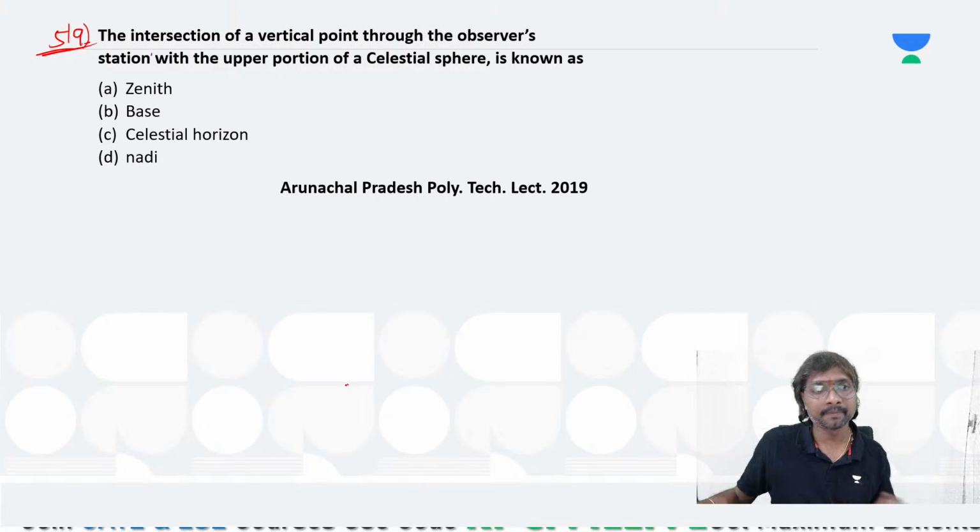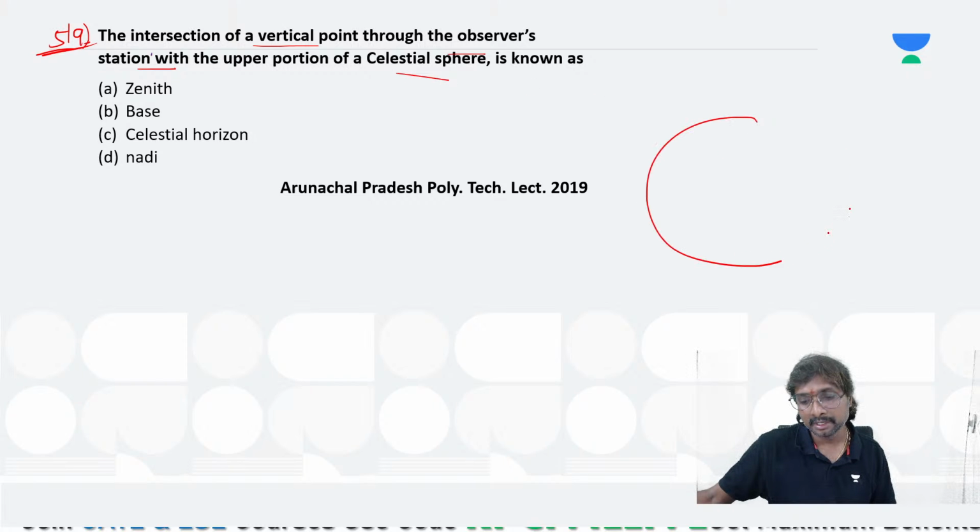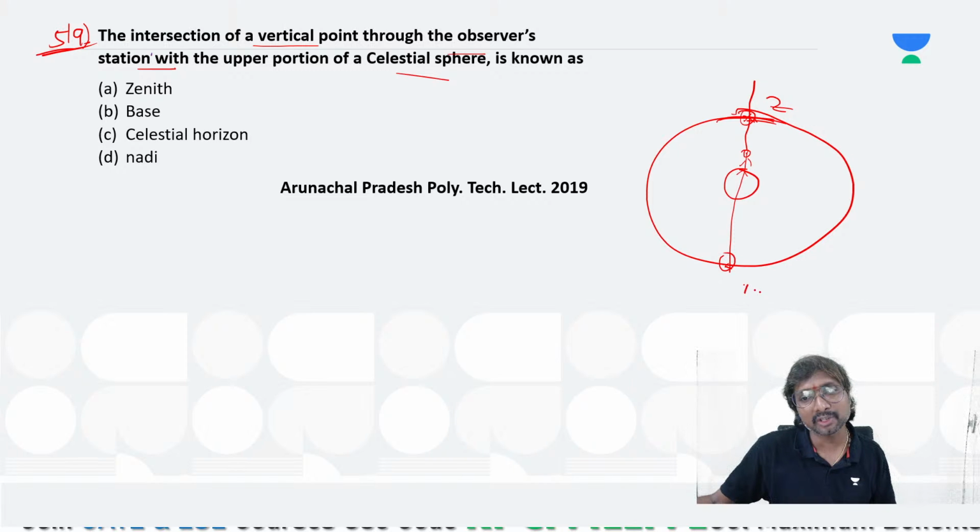Select the answer. Just now you mentioned the zenith. It is the intersection of a vertical line through the observer's station and the upper portion of the celestial sphere. So this is your celestial sphere, this is your earth and this is your observer. The observer point and this upper portion of the celestial sphere is called the zenith. The intersection of the observer's point with the bottom portion of the celestial sphere is called the nadir. But here we are talking about the zenith, you can say.